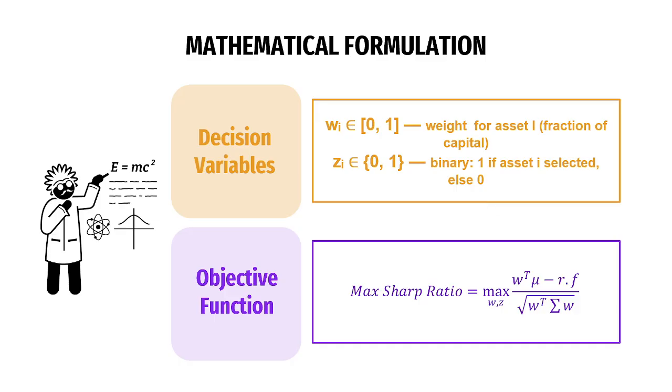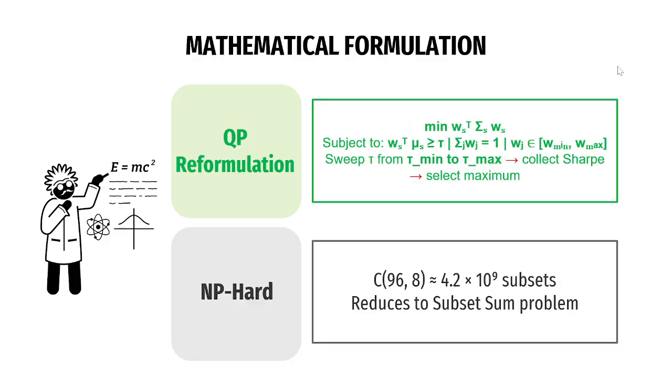The objective is to maximize the Sharpe ratio, portfolio return minus the risk-free rate divided by portfolio volatility. We use 10% as the risk-free rate, consistent with Sri Lanka's T-bill rates. The challenge is that the Sharpe ratio is non-linear. The weight appears on both the top and the bottom of the fraction simultaneously. Standard solvers cannot optimize this directly. So we use a reformulation.